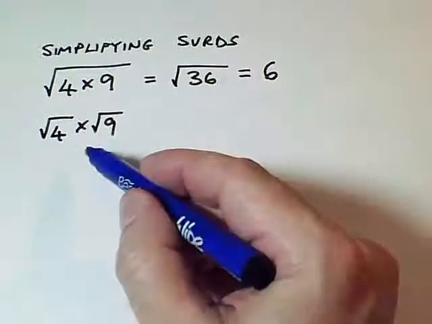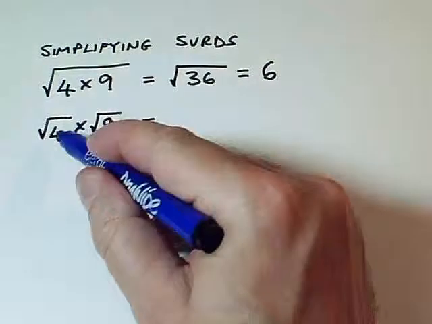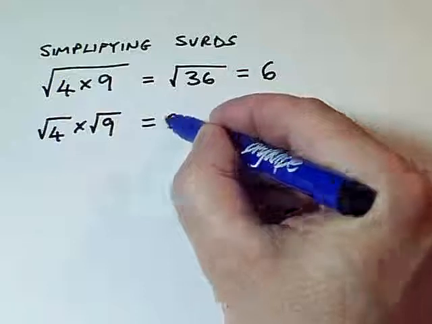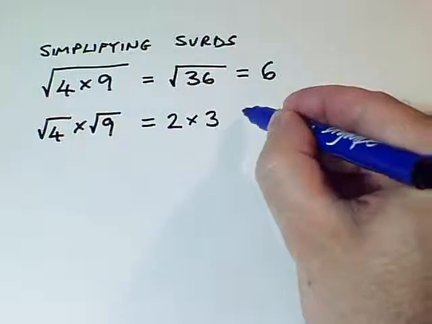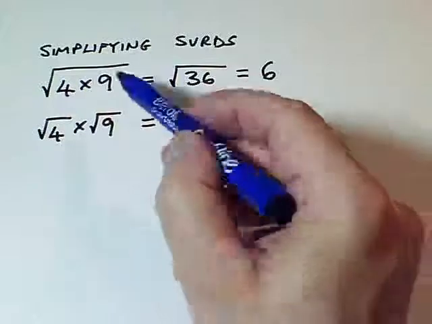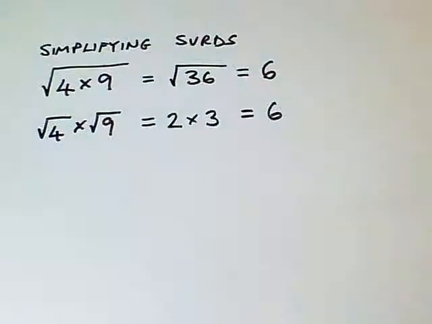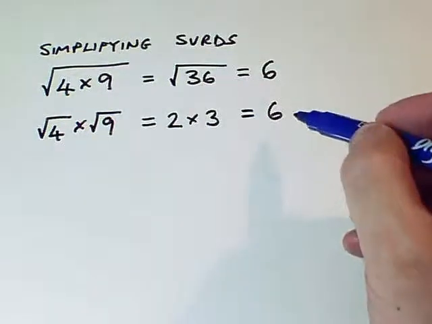Okay, starting with this other one, I can do the square root of 4. 2 times 2 is 4, so that's 2. 3 times 3 is 9, so the square root of 9 is 3. And 2 times 3 once again is 6. So these two expressions, although they looked a little bit different, turn out to equal the same thing.